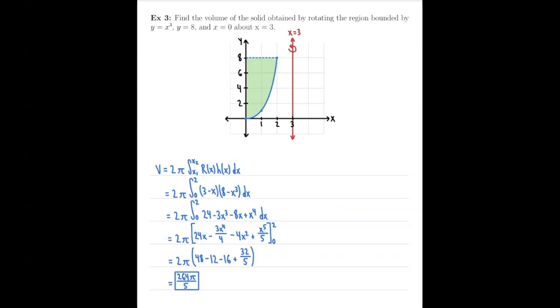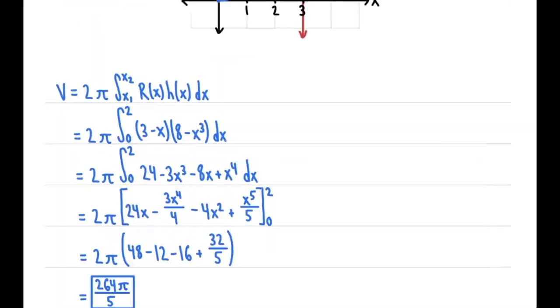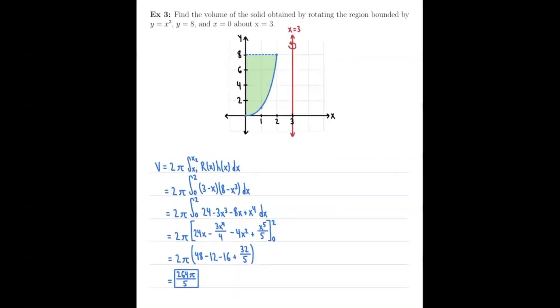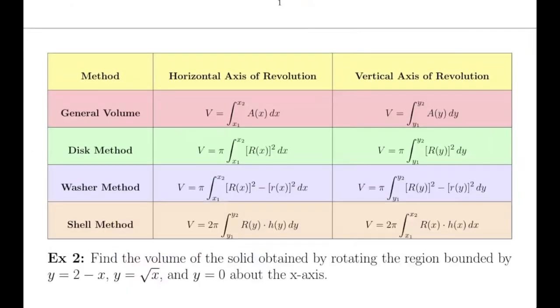So yeah, the answer here, guys, is 264 pi over 5, and we got that by doing all sorts of things. But make sure you remember these main formulas. All right, guys. We have this table summarizing all the different methods. If you understand the table, then it won't feel like you're memorizing. Understand the table, you understand all. Yes, that's true. That is it for today.